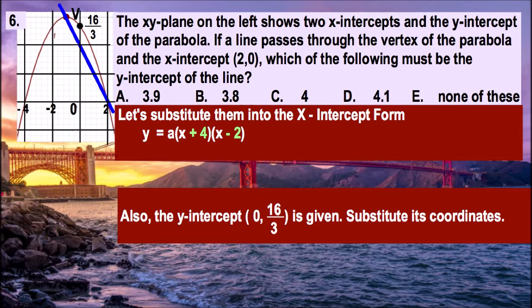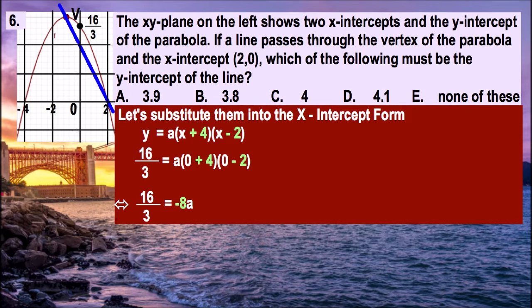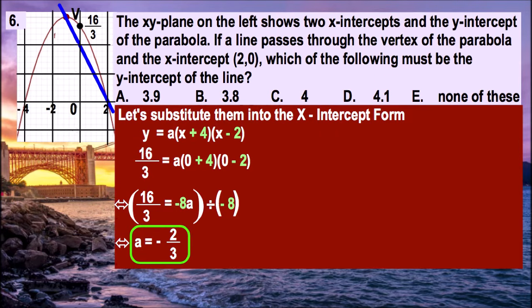Substitute its coordinates. 16 over 3 equals a times the quantity 0 plus 4 times the quantity 0 minus 2. This is equivalent to 16 over 3 equals negative 8a. Divide both sides of the equation by negative 8, equivalent to a equals negative 2 over 3.